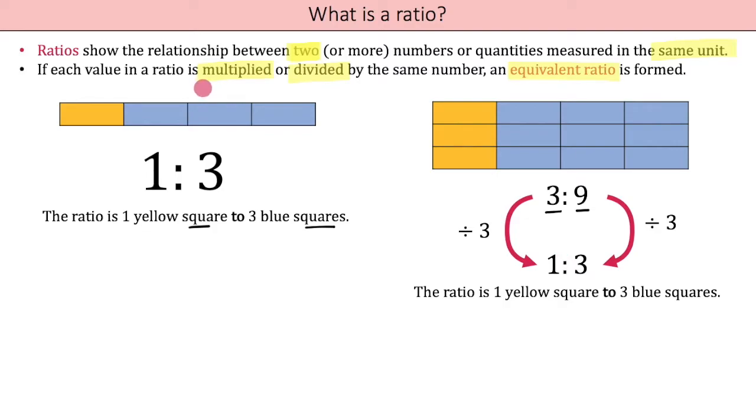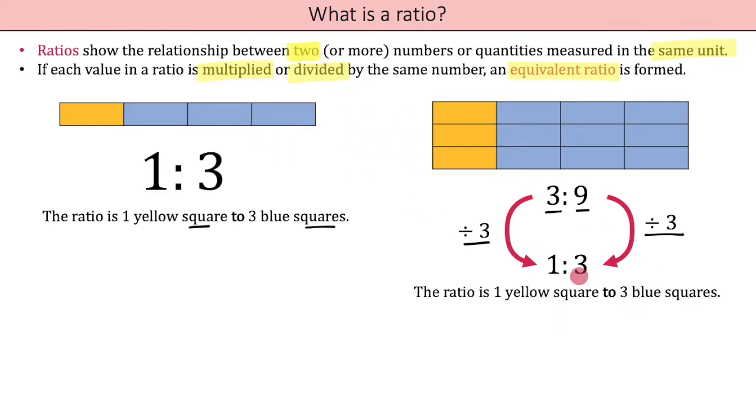Now, as you can read here, we can simplify the ratio by multiplying or dividing by the same number. So I can go, well, 3 divided by 3 is 1. Now, if I divide this side by 3, I have to divide this side by 3. 9 divided by 3 is 3. So what I've done here is I've divided both these numbers by the highest common factor to get the simplified version. So the ratio is 1 yellow square to 3 blue squares. So these are the same ratio.